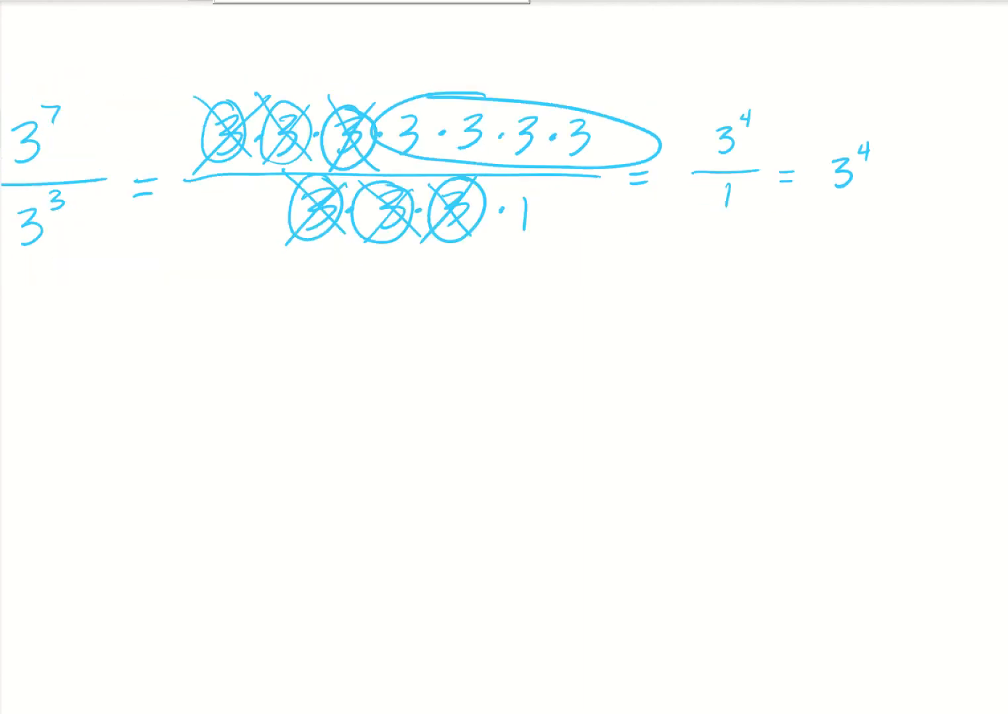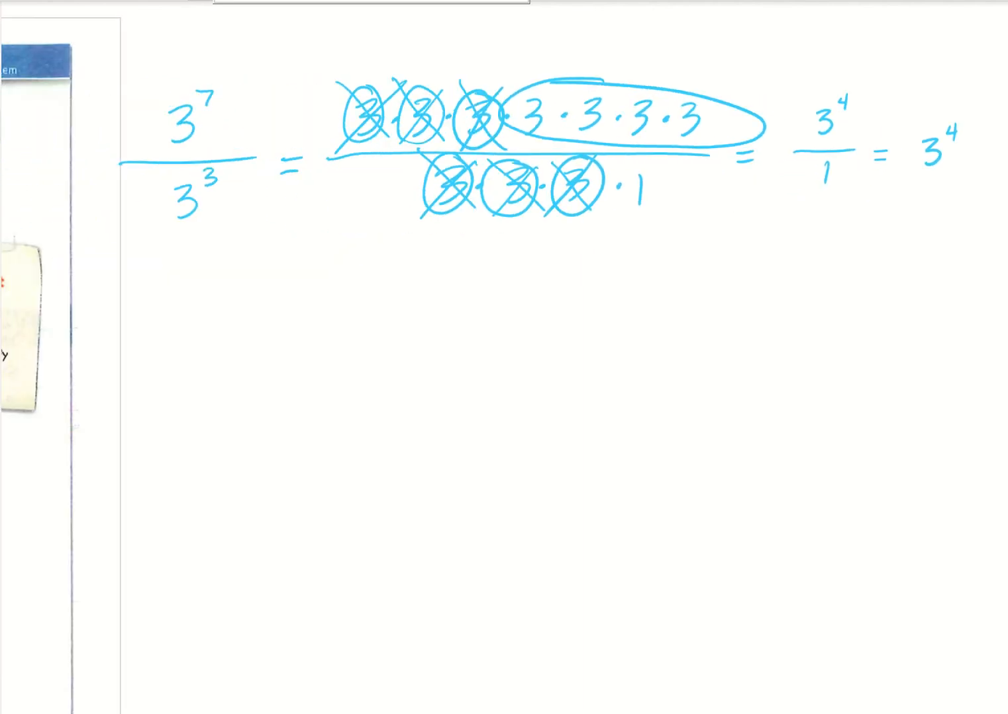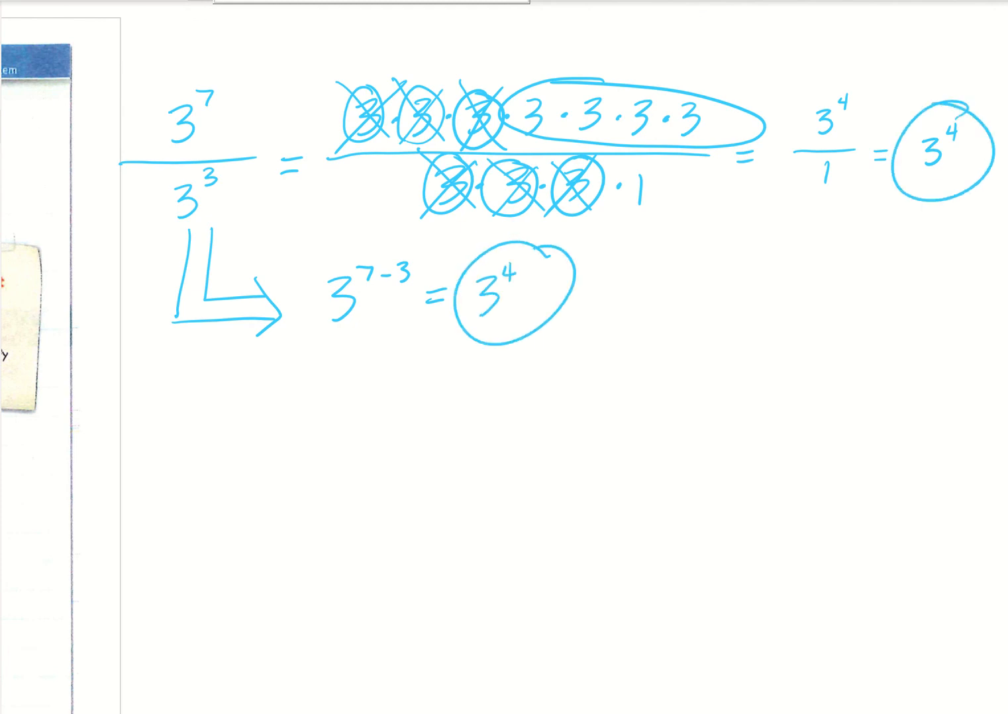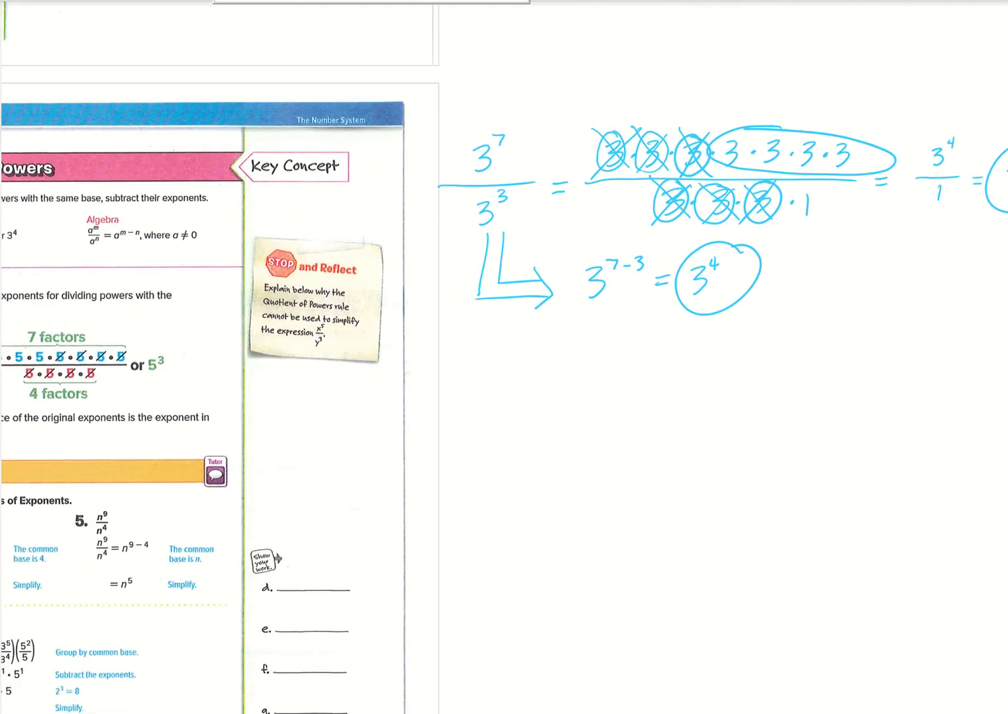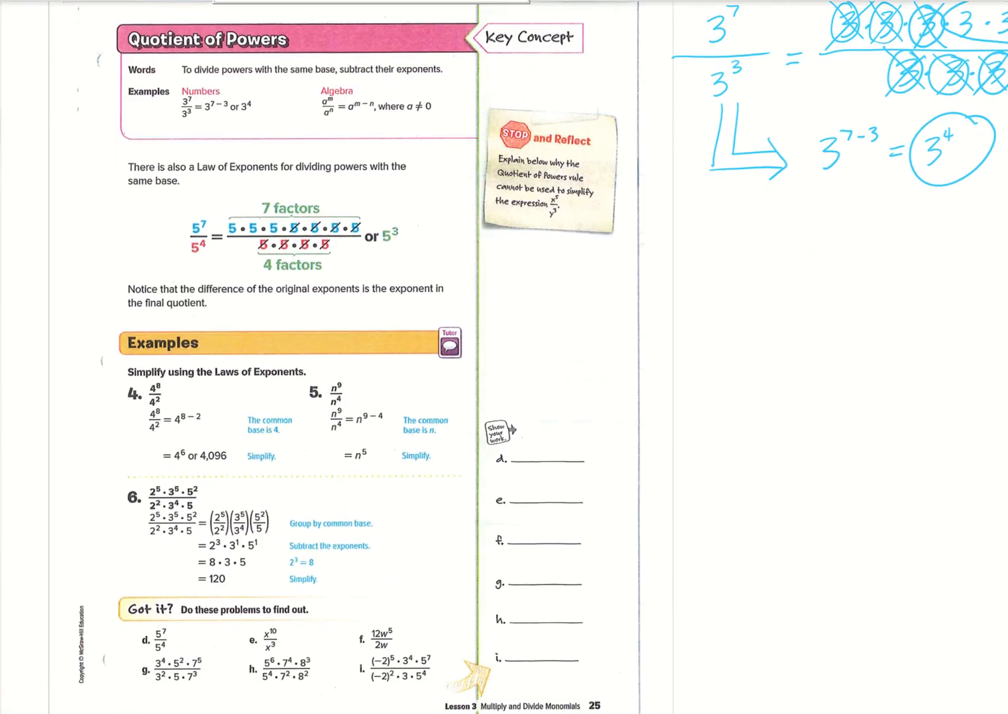That's the long way. The way that I'm telling you to do this is you're just going to do 3 to the 7th minus the 3rd. So 3 to the power of 7 minus 3. 7 minus 3 is 4. So there we go, we got the same answer both times. And that's it for doing those problems.